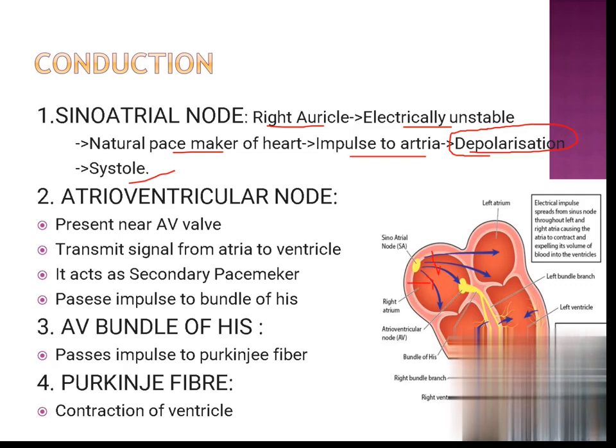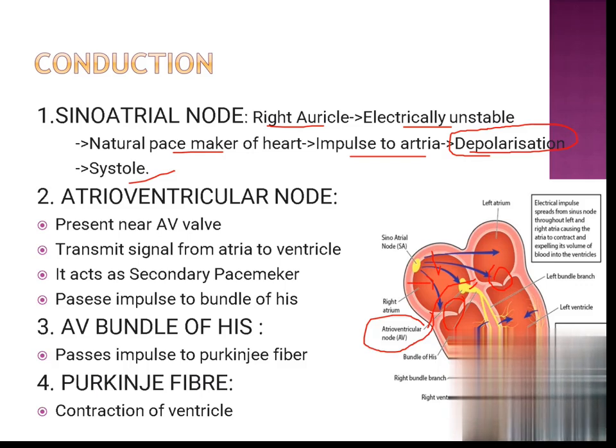Then the atrioventricular node is present near the AV valves. Here are the atrioventricular valves, and here only the atrioventricular nodes are present. This transmits the signal from the atria to the ventricle. Now the ventricle needs to contract, or the ventricle needs to come into the systole phase.